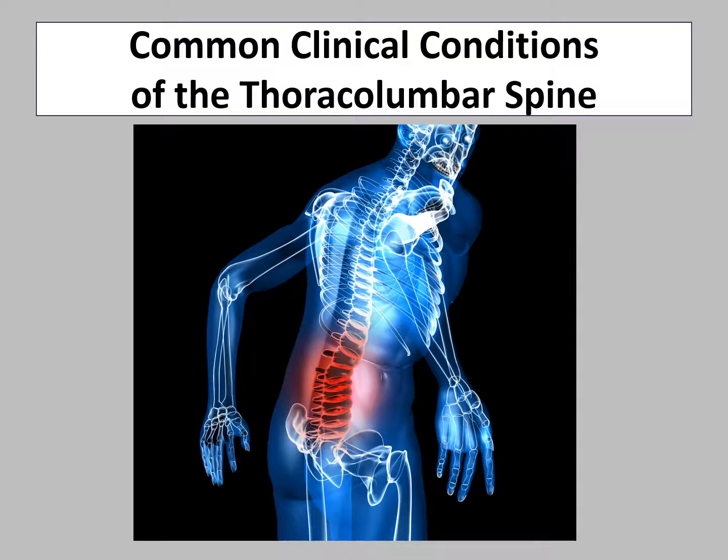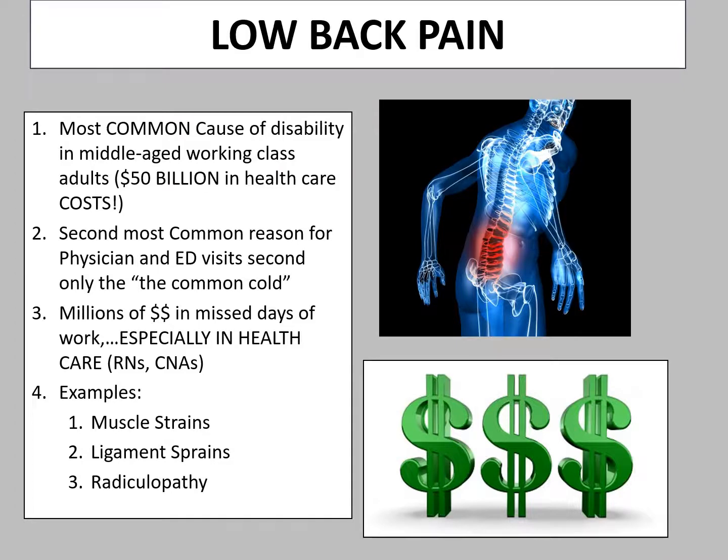We will now review some common clinical conditions of the thoracic and the lumbar or thoracolumbar spine. Low back pain is the most common cause of disability in middle-aged working class adults, which costs about $50 billion in healthcare dollars each year. It is the second most common reason to visit a physician, or ED visits, second to the common cold. There are millions of dollars spent in missed work, and a lot of that in healthcare.